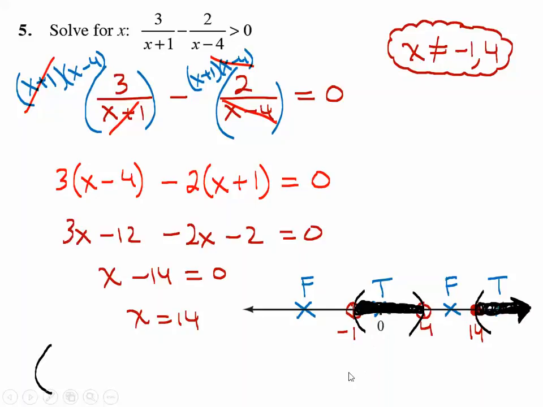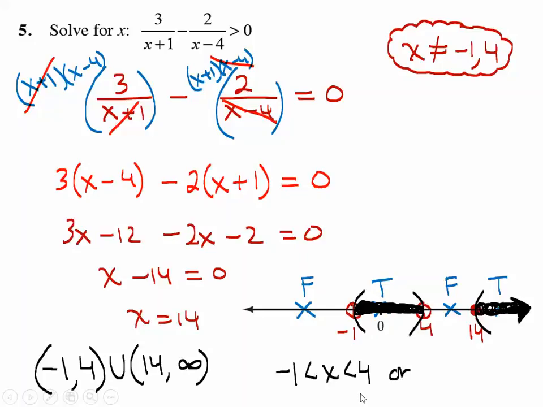And again, interval notation, negative 1, 4, both in parentheses, union for this little extra gap here, and parenthesis at 14 off to infinity. Inequality notation, writing out this side becomes negative 1 less than x less than 4, or, because that's what this means right here, x is greater than 14. Alright, and that is it. We have just come to the end of chapter 7.